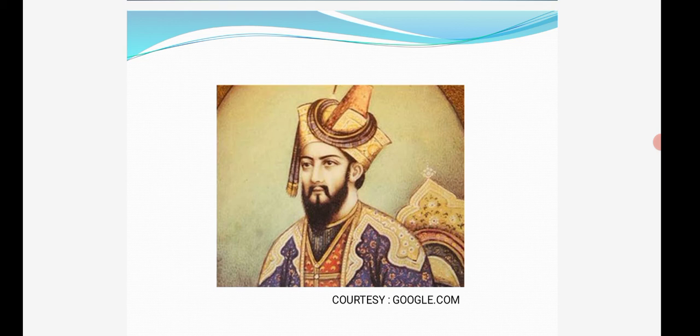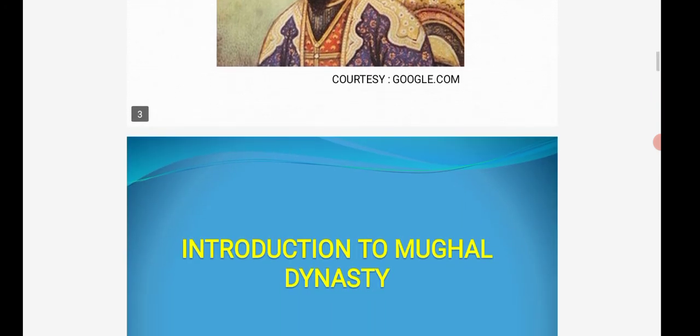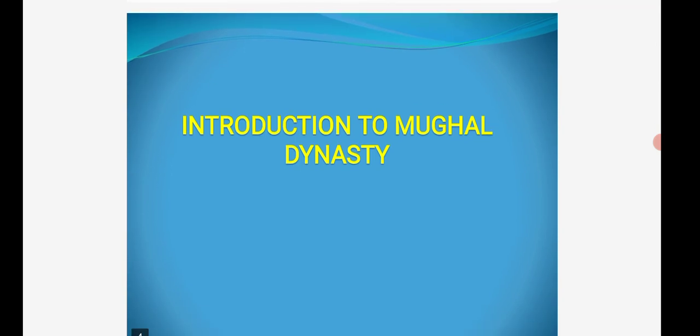Shall I give you a clue? Okay. The name of the dynasty is a corrupt form of Mongols, of Mongolia. Can you now guess? Yes, your answer is right. It is the Mughal dynasty. The person whom you are noticing on the screen is the founder of Mughal dynasty, Babur. Today, in our session, let us learn about introduction to Mughal dynasty.